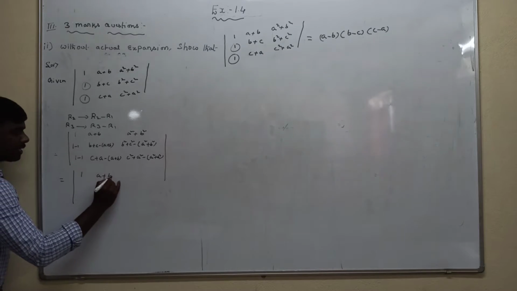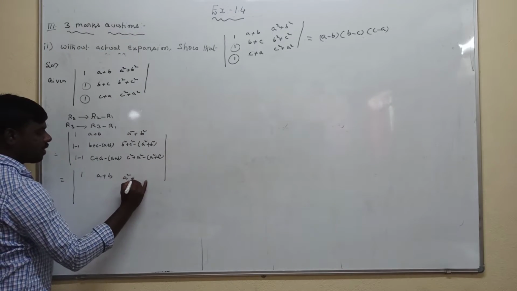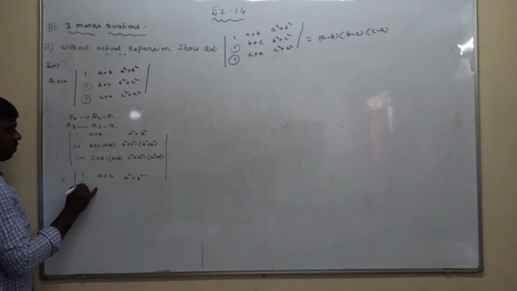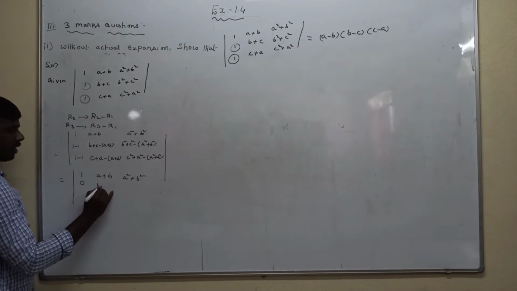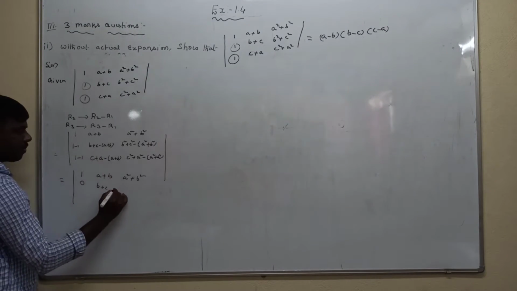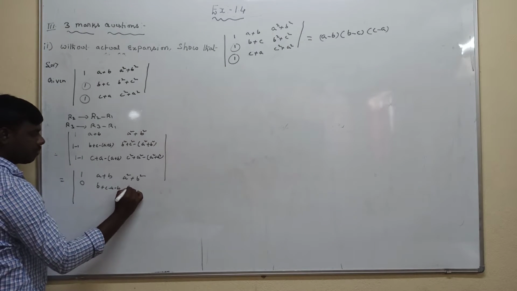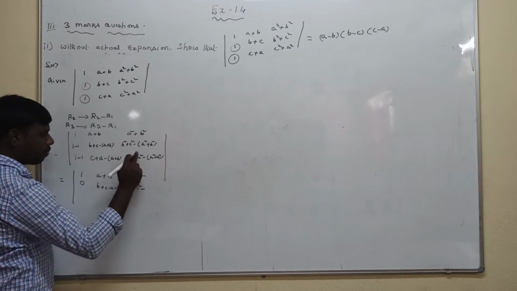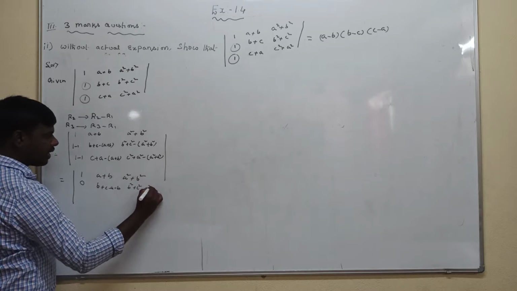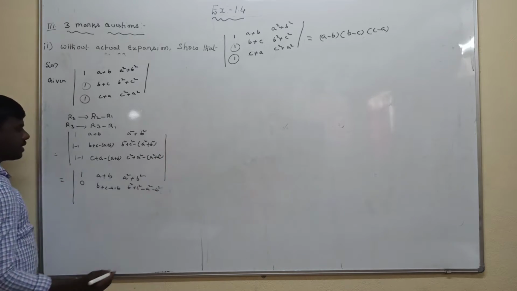1, a plus b, a square plus b square. 1 minus 1 value is 0, remaining the negative here. Minus a minus b, b square plus c square, multiply with negative, you get the value minus a square minus b square.